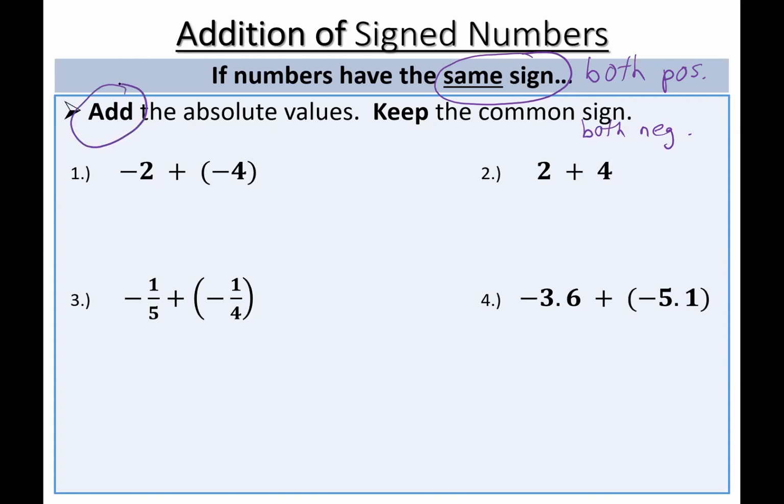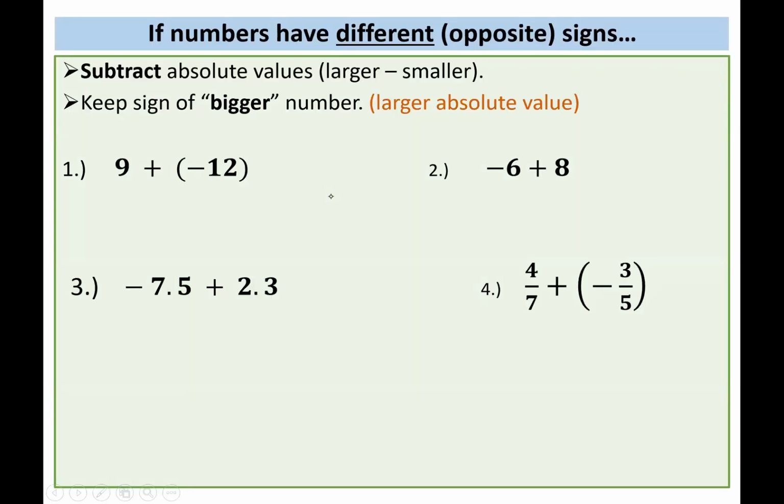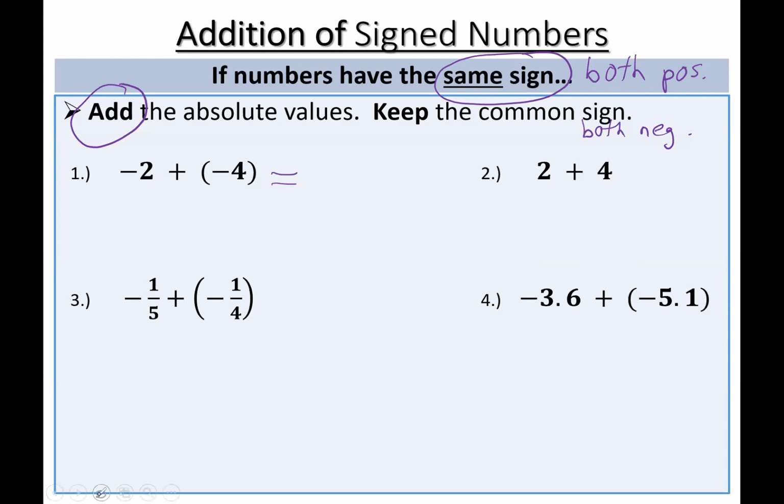Okay, so number 1, -2 plus -4. If we follow the step that's given to us, the absolute value of -2 would be 2. The absolute value of -4 would be 4. 2 plus 4, I'm going to get 6, but the common sign is negative. So our answer will be -6.